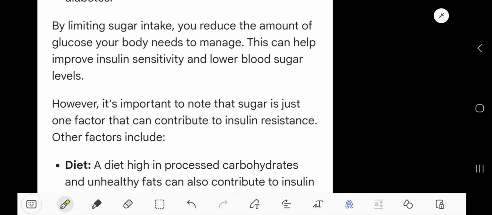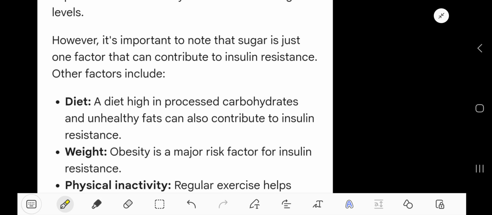By limiting sugar intake, you reduce the amount of glucose your body needs to manage. This can help improve insulin sensitivity and lower blood sugar levels. However, it is important to note that sugar is just one factor that can contribute to insulin resistance.